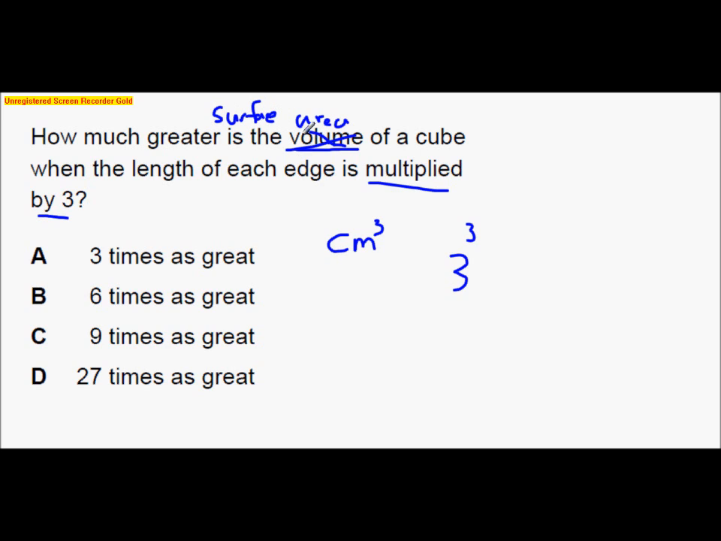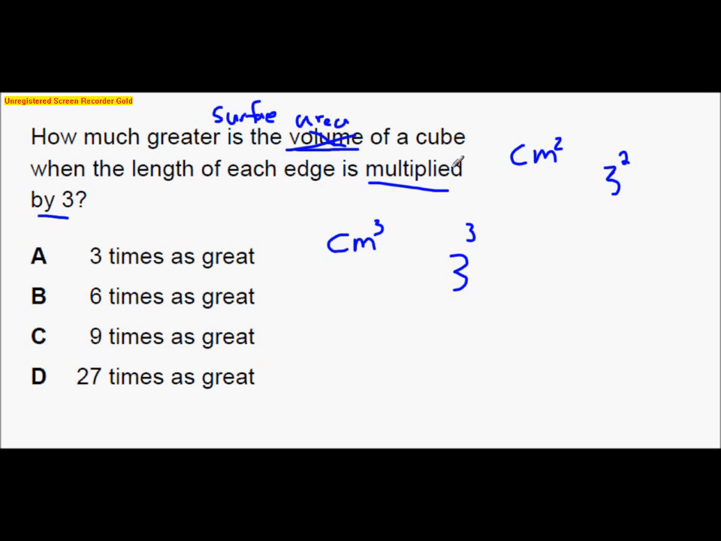Okay, this said surface area. Again, you think about what the units for surface area are. Well, if it was in centimeters, the units would be centimeters squared. So again, if it was surface area, you would say it got 3 times as big, and so you would square it, because surface area is squared.